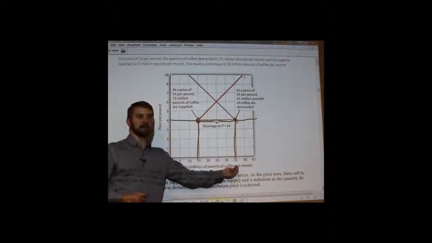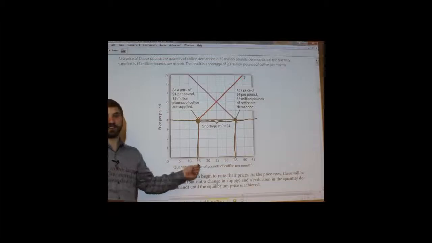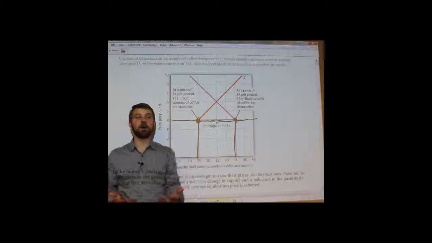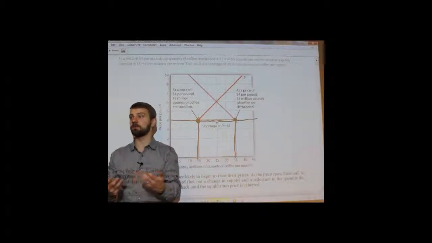And what's the quantity supplied? Well, that's right here. That's 15 million. So consumers demand a quantity of 35, but producers are only supplying 15. So what's going to happen? There's a shortage. Not all of the consumers who want to purchase the good are able to find it.